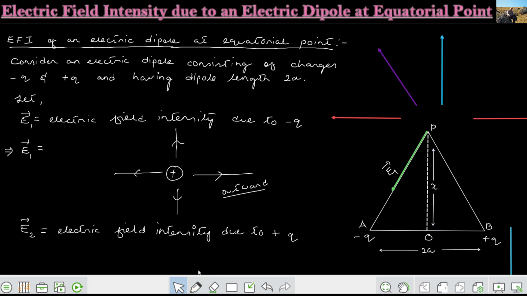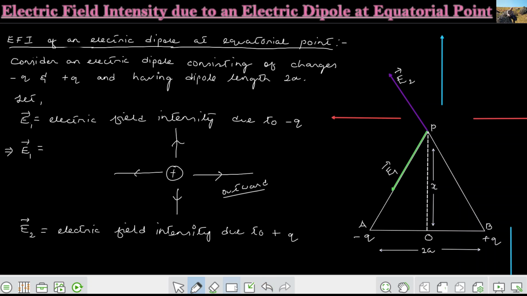So you have to represent it vectorially by using another vector. I will use this purple vector, and at point P I will place it in such a way that this electric field will be pointing outwards, away from the charge. So let E2 be that electric field intensity at point P due to the plus charge. E2 will be the electric field intensity. So these are the electric field lines.